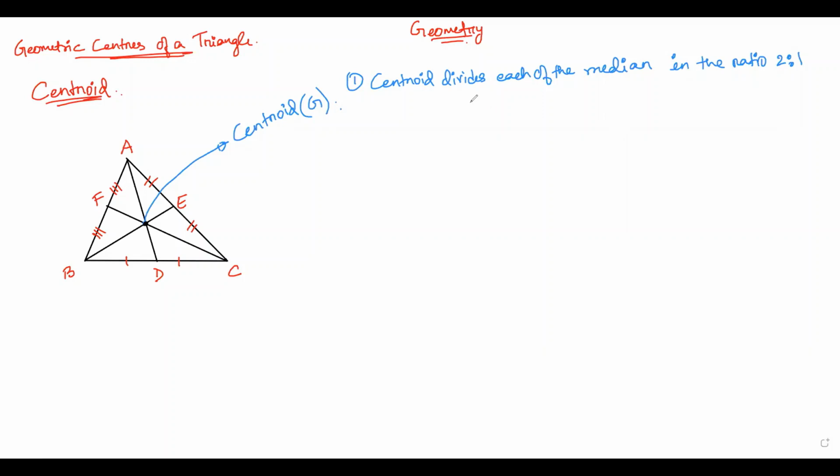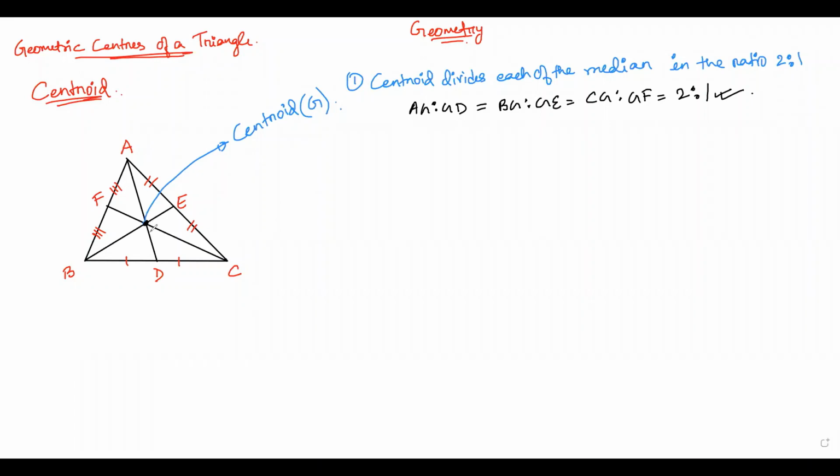The first is that the centroid divides each median of the triangle in the ratio 2:1. That is, AG is to GD is equal to BG is to GE is equal to CG is to GF, equal to 2:1. That is, the AG and GD ratio is 2:1, or BG is to GE ratio is 2:1, or CG is to GF ratio is 2:1.